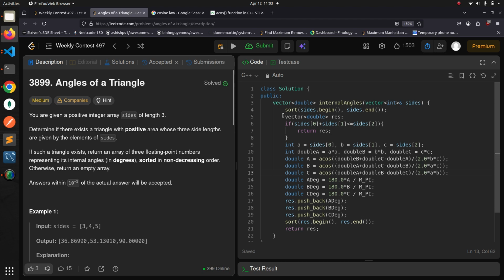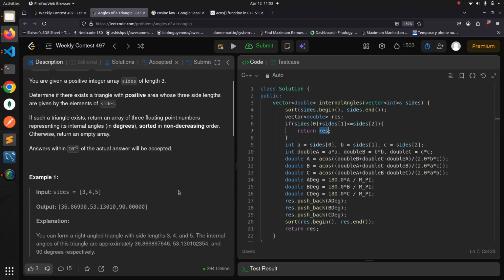So what we are going to do is sort the array and check if the sum of the first two sides is less than or equal to the third side, because in sorted order this is the only edge case we need to check. If it is, then we return an empty array because we cannot form a triangle with these sides.